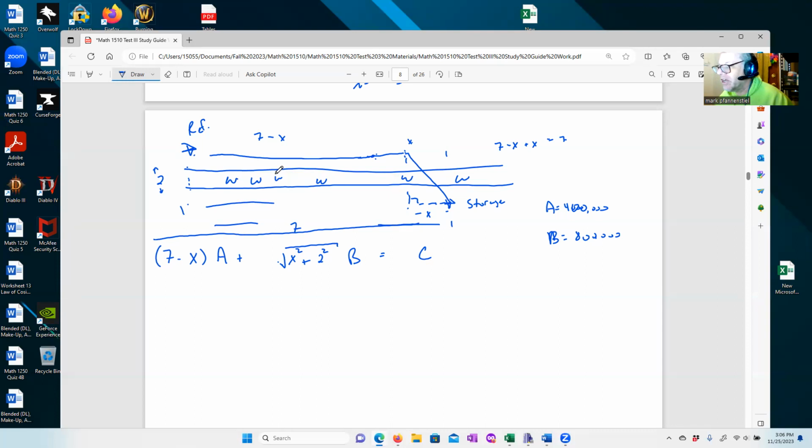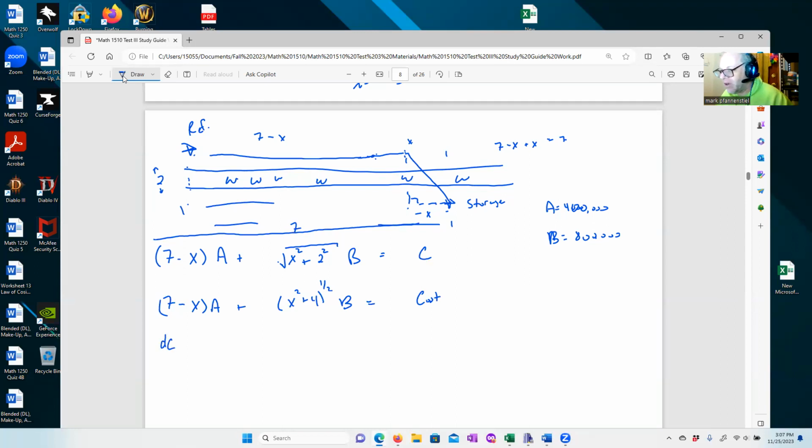So I'm going to write this more as a calculus problem. We're going to have 7 minus x, all times a, plus x squared plus 4 raised to the 1/2 power, times b, is equal to my cost.